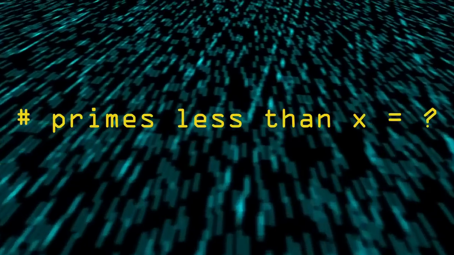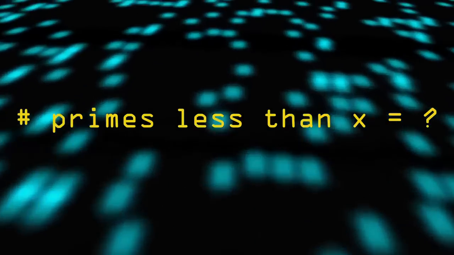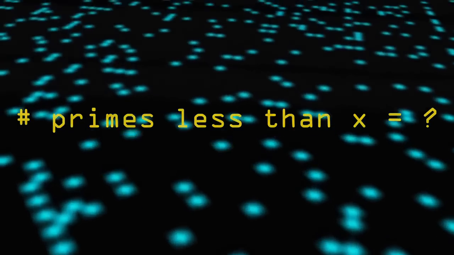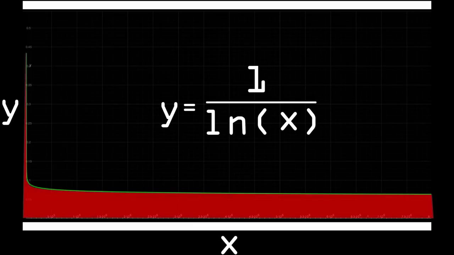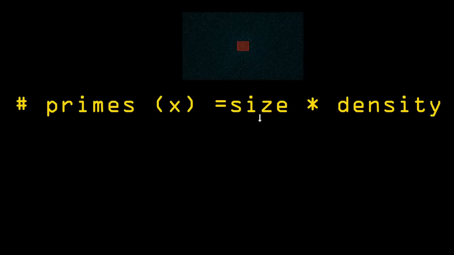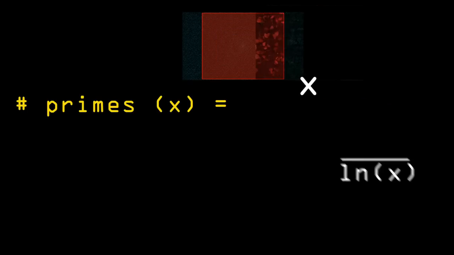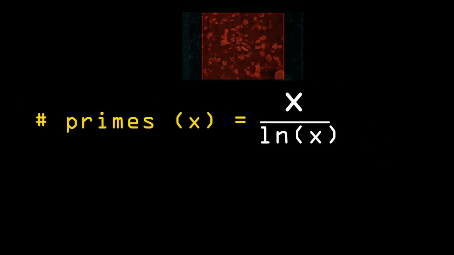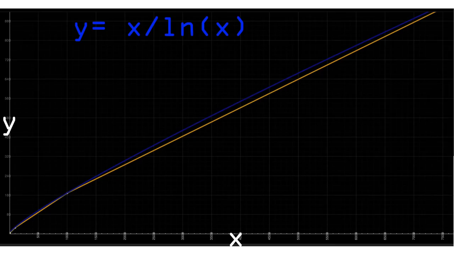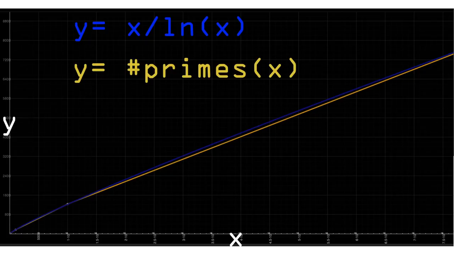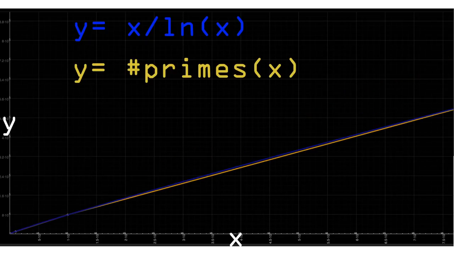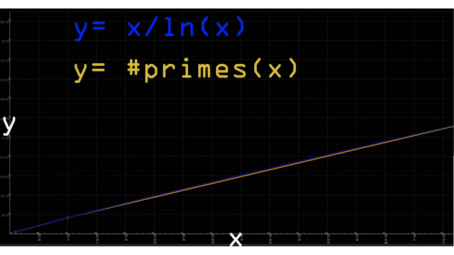Realize now that we can use this formula for prime density to estimate the number of primes up to x. The number of primes is the area under the density curve, which we can simplify by assuming density is constant. So number of primes equals size times density, or x divided by ln x. This is the prime number theorem. Here is a graph of y equals x divided by ln x in blue, and in yellow is a plot of an actual count of primes. Notice as we zoom out, these lines eventually overlap as we look to infinity.